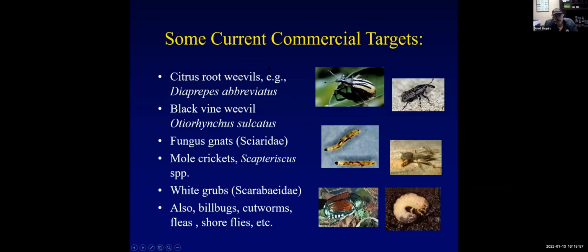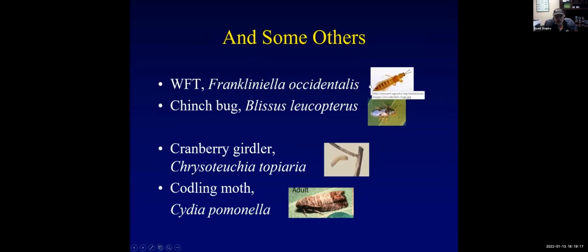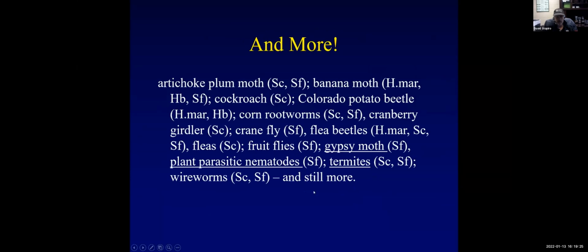So looking at commercial targets, there are some real success stories with the nematodes against commercially important pests, such as citrus weevils, diaprepes, black vine weevil, fungus gnats, mole crickets, and white grubs. These are all excellent targets for the nematodes. Then there are some others like the western flower thrips, chinch bug, cranberry girdler, and codling moth. There are quite a few others that you'll see on the web if you look at company websites, to see what insects are being recommended for control with the nematodes.